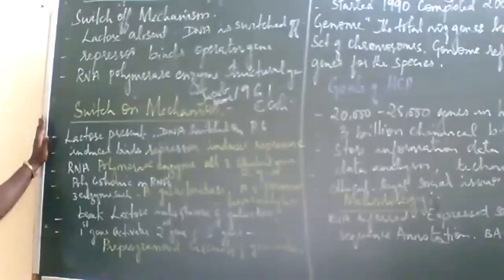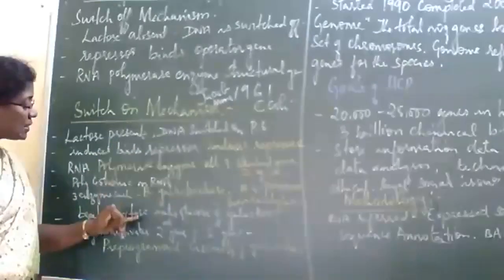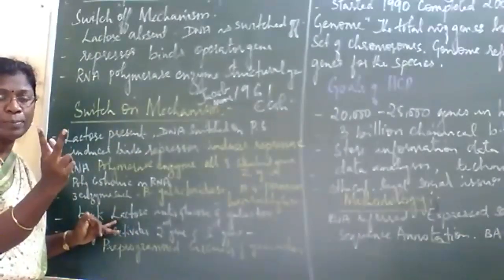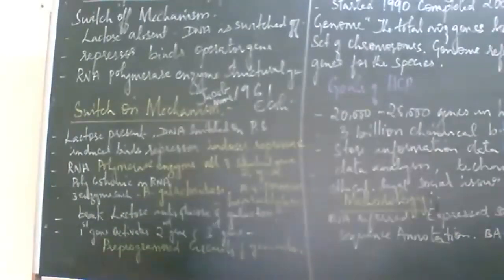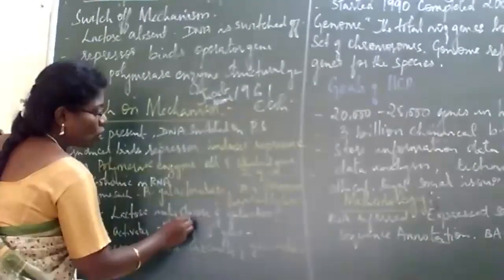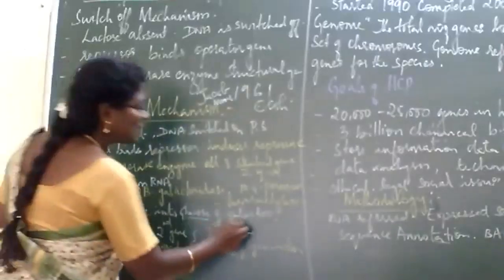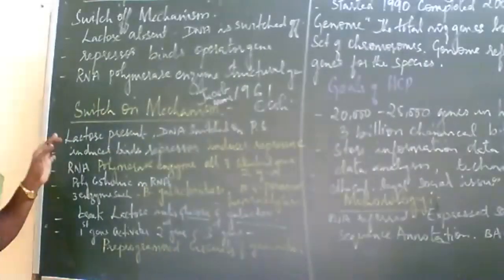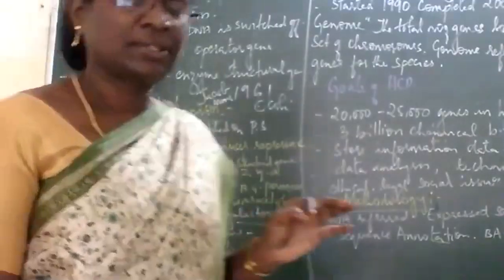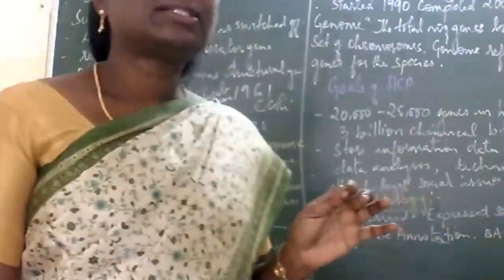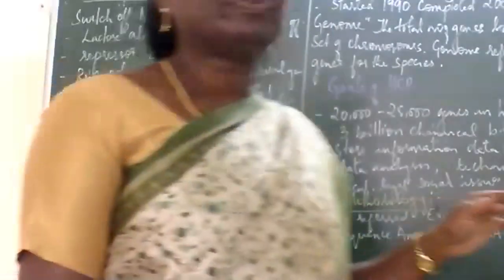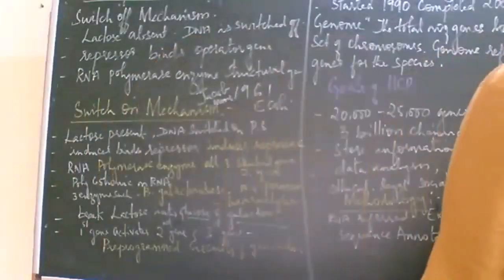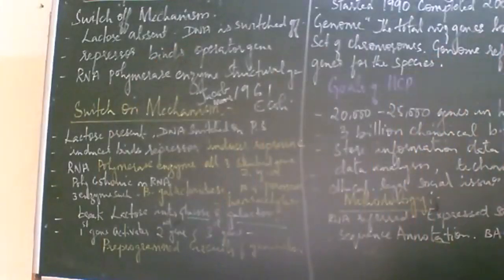That means when it is switched on, this lactose will be broken into two molecules, or two products. One is called glucose and the next is called galactose. These things I have explained. Lactose is a disaccharide, and this disaccharide will be broken down into two monosaccharide units: glucose and galactose.